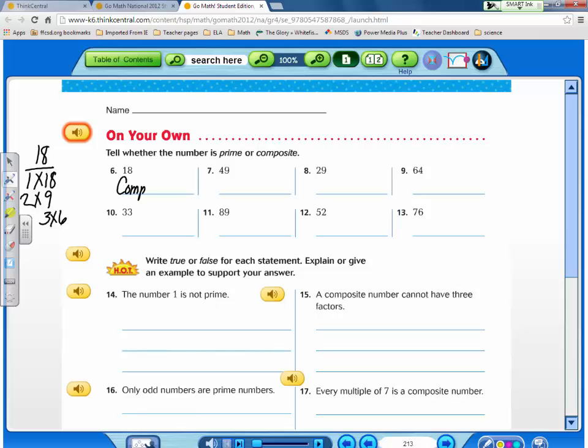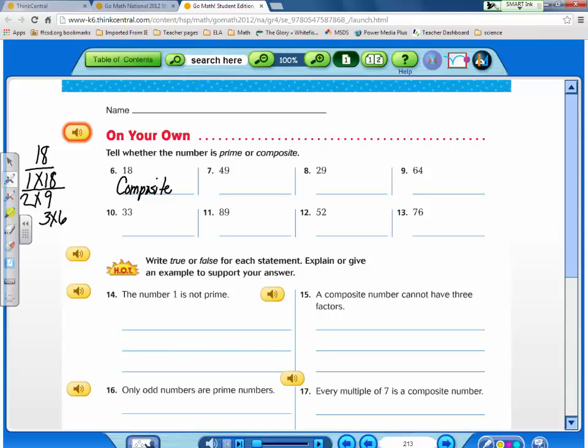The other way we could look at that is we could use our divisibility rules. The rule for 2 is that if the number is even, it is divisible by 2. 18 is even, so it is divisible by 2. So right there we would know that it would have more factors than just 1 and itself.